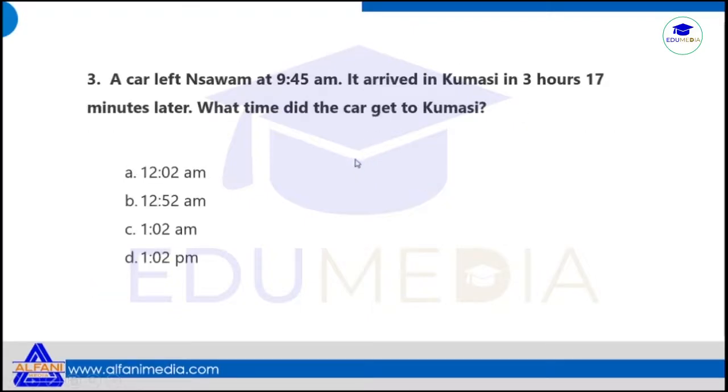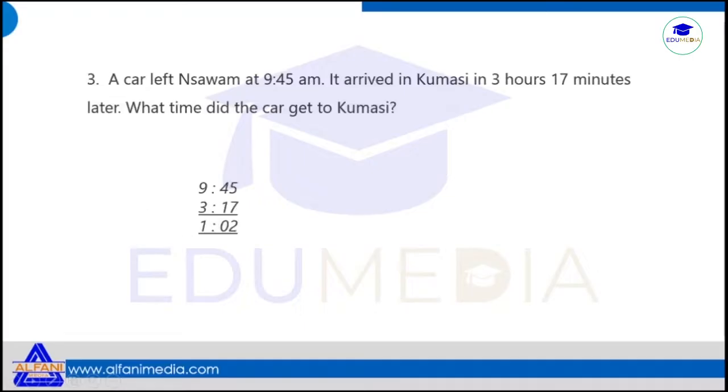Now let's move on to the next question. The next question said, a car left Sawam at 9:45 a.m. It arrived in Kumasi 3 hours 70 minutes later. Now what time did the car get to Kumasi? The possible answers are provided here. Now this is the way I solved this. I decided to take out the times here. So this is what I did.